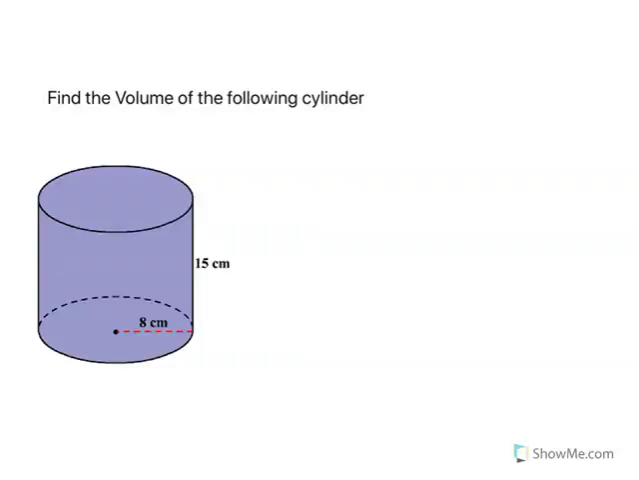We got another problem right here. They're giving us a picture and say, find the volume of the following cylinder. So once again, let's remember that formula. Volume of the cylinder is going to be equal to the area of the base, in this case the area of the circle, times the height. Okay, area of the circle times height.